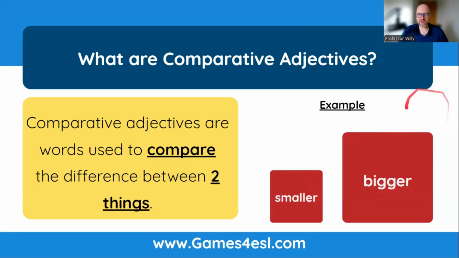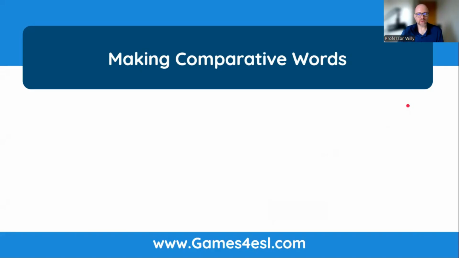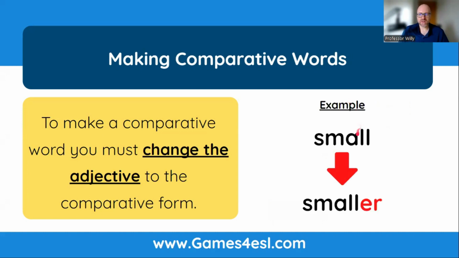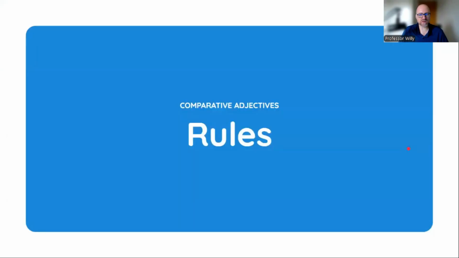So, for example, smaller, bigger. Two things, one thing is smaller, one thing is bigger. So we start off with small, pequeno, and then smaller, mais pequeno or menor. Big, grande, bigger, mais grande, maior. So when we make comparative words, you must change the adjective to the comparative form, like we saw with smaller and bigger. So small becomes smaller. In other words, we add er. Mais. Small becomes smaller.